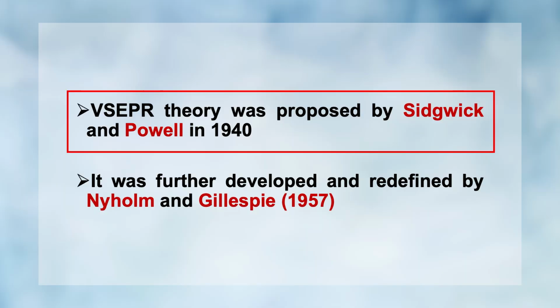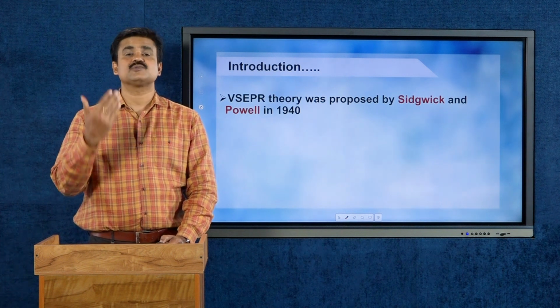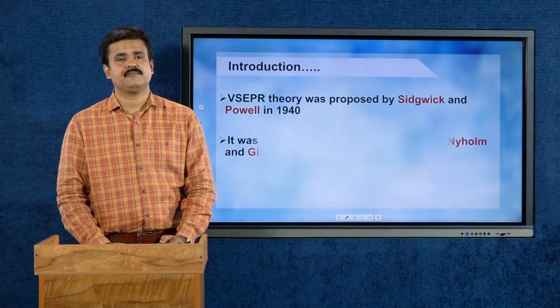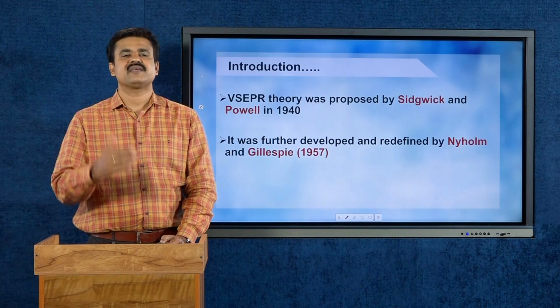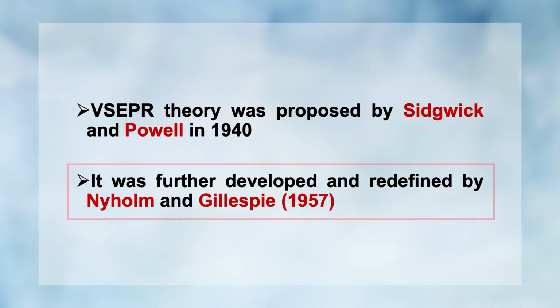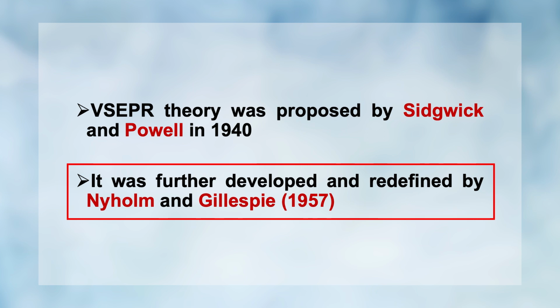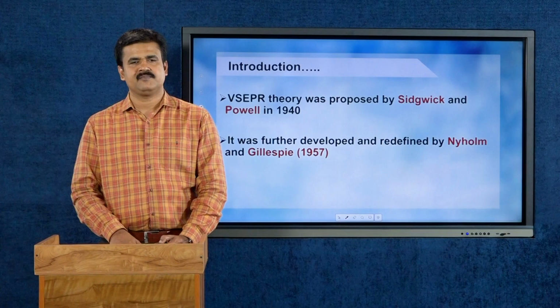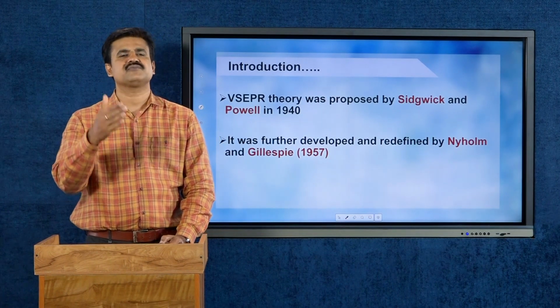VSEPR theory was proposed by Sidgwick and Powell in the year 1940. This VSEPR theory is also called the Sidgwick-Powell theory. This VSEPR theory, proposed in the year 1940, was further developed and redefined by Nyholm and Gillespie in the year 1957. That is all about the historical aspect of the VSEPR theory.